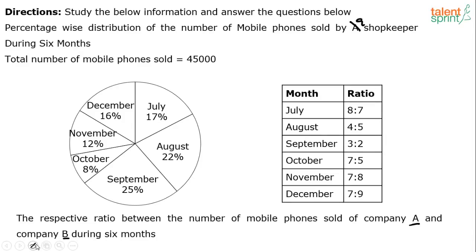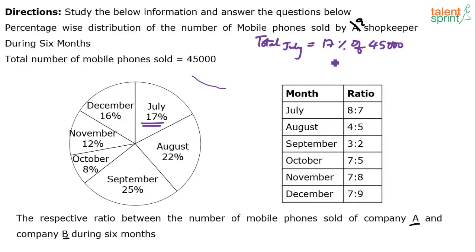Let me do a sample calculation for all of you. For example, let's say July. How many mobile phones were sold in July? 17%. Now 17% of what? 17% of 45,000. Now you must be very quick in doing this calculation. In fact, you should not even waste your time writing 17% of 45,000. You should do the calculation mentally and put the value directly.